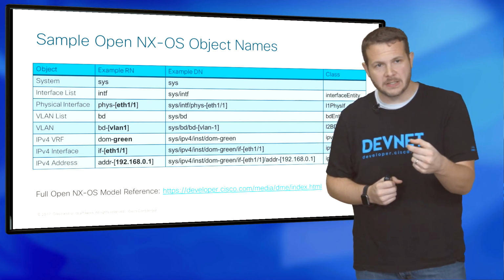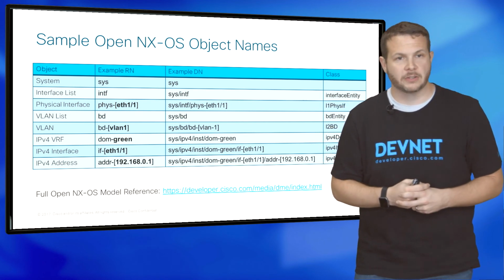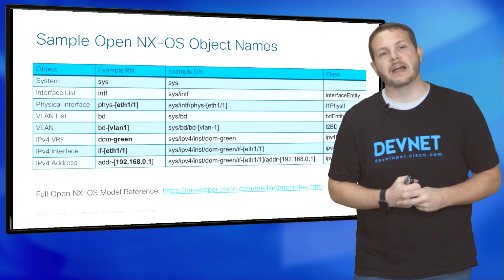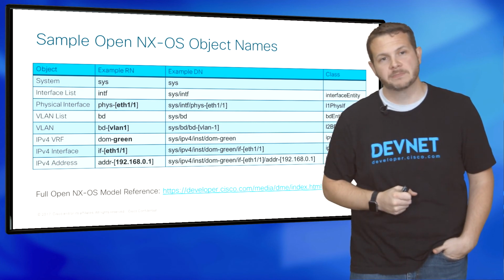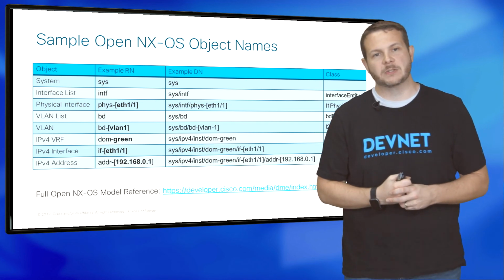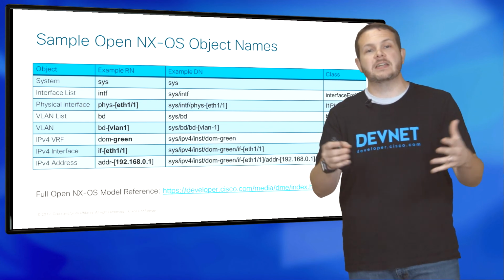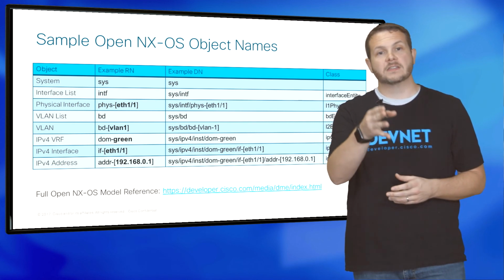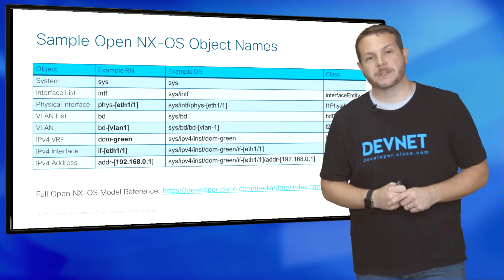If we want a particular interface, say a physical interface, the RN, the relative name for a particular physical interface, is phys dash, and then in square brackets, the identifier for the particular interface we're interested in. In this case, ETH1/1. ETH1/1, 1/2, they'd all be constructed, their RNs, in that same type of system. Now, when we want to refer to a particular physical interface across the entire system, we need its distinguished name. And so we combine its relative name with all of its parents. And that gives us sys/INTF/phys dash, and in square brackets, ETH1/1.